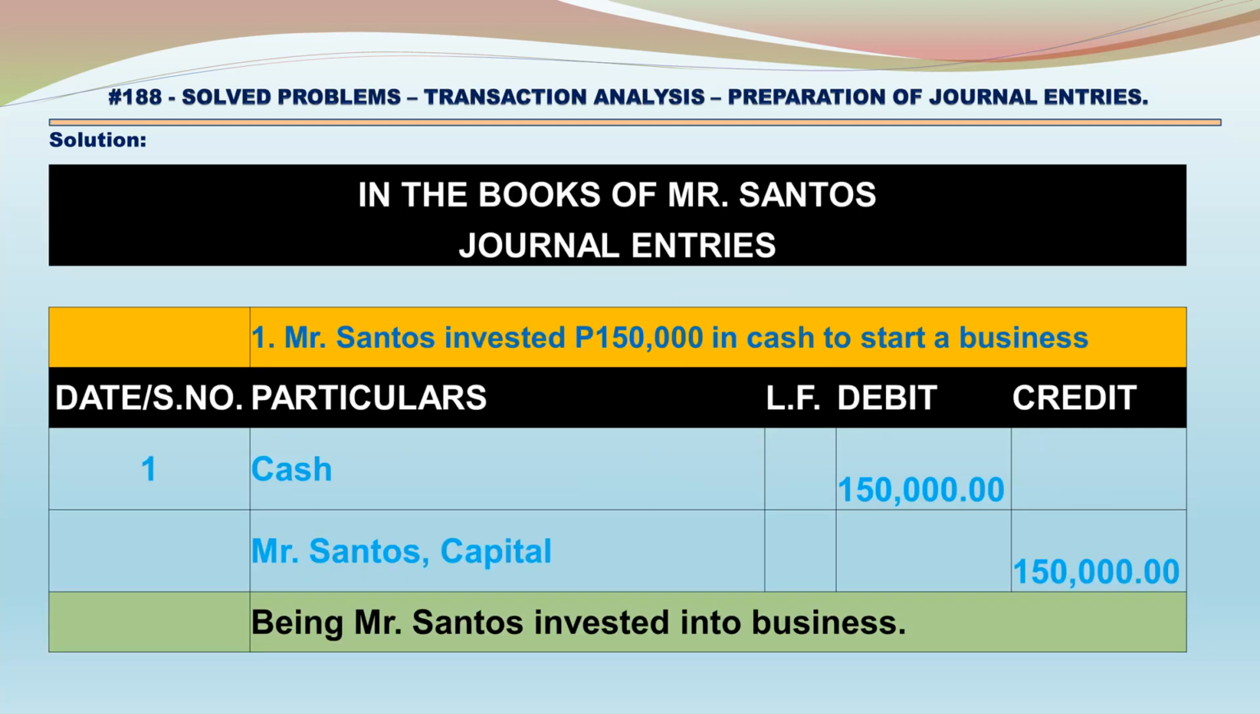In the books of Mr. Santosh, journal entries. Transaction 1. Mr. Santosh invested 150,000 in cash to start a business. Date, serial number, particulars, debit, credit. Cash account debit 150,000. Capital account credit 150,000. Being Mr. Santosh invested into business.